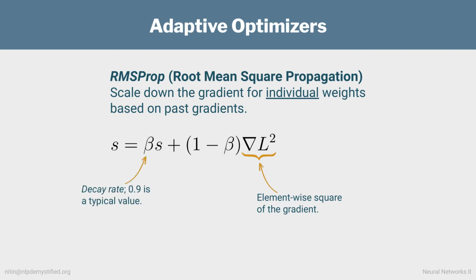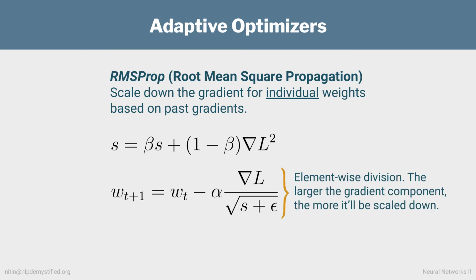In addition, there's a decay rate beta, which ensures recent gradients will be weighted more, while older gradients are discounted. To calculate the new weights, the current gradient is divided element-wise by the root of the scaling factor, plus some smoothing value epsilon to avoid division by 0. Epsilon is usually set to a tiny number.